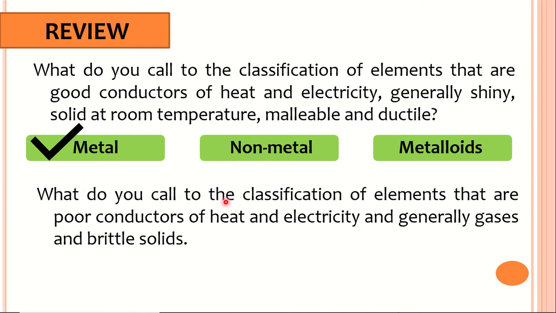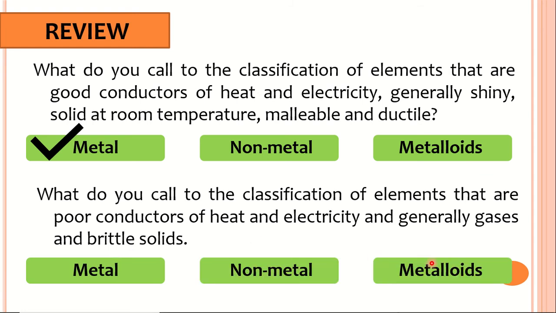What do you call to the classification of elements that are poor conductors of heat and electricity and generally brittle, gases, or brittle solids? Metal, non-metal, metalloids. What is your answer? Very good. The answer is non-metal. Are you ready for our lesson today? Okay, let's begin.